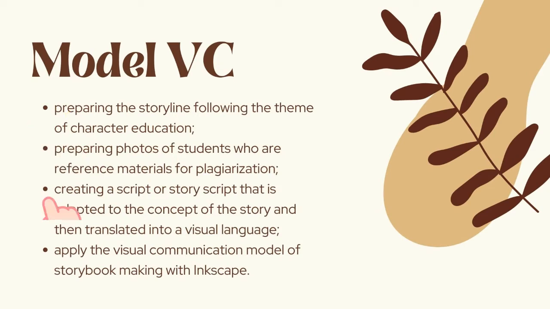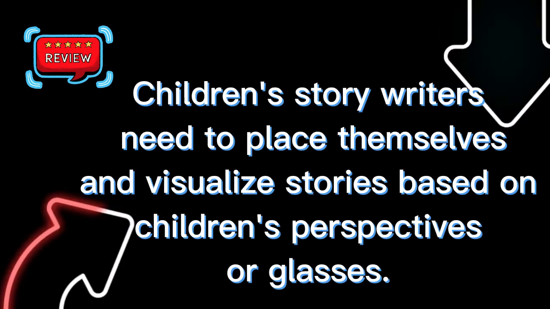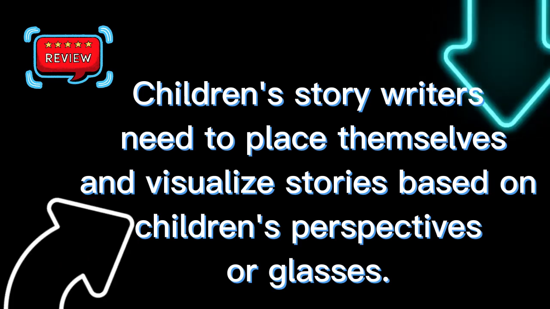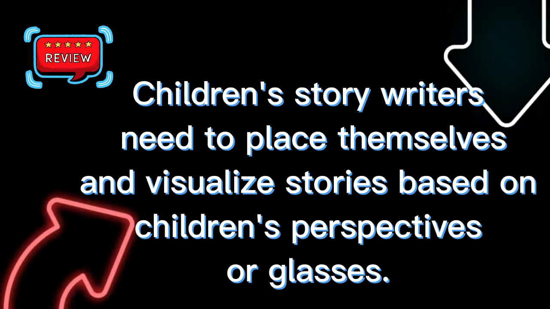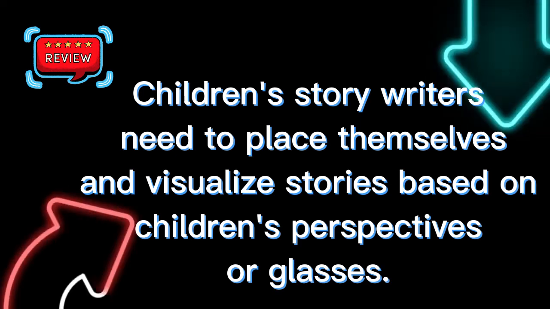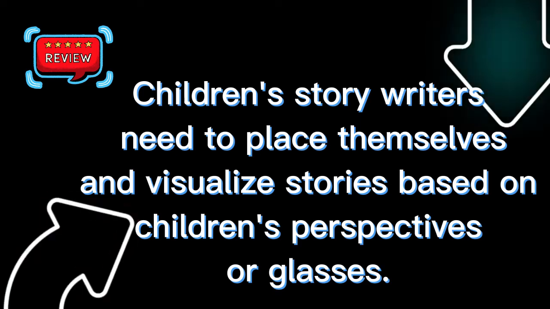education. And number two, preparing photos of students who are reference material for tracing images. Number three, creating a script or story script that is adapted to the concept of the story and then translated into a visual language. And number four, applying the visual communication model of storybook making with the Inkscape application. To develop this visual communication model, some aspects need to be considered, including children's story writers need to place themselves and visualize stories based on the children's perspective, or glasses.